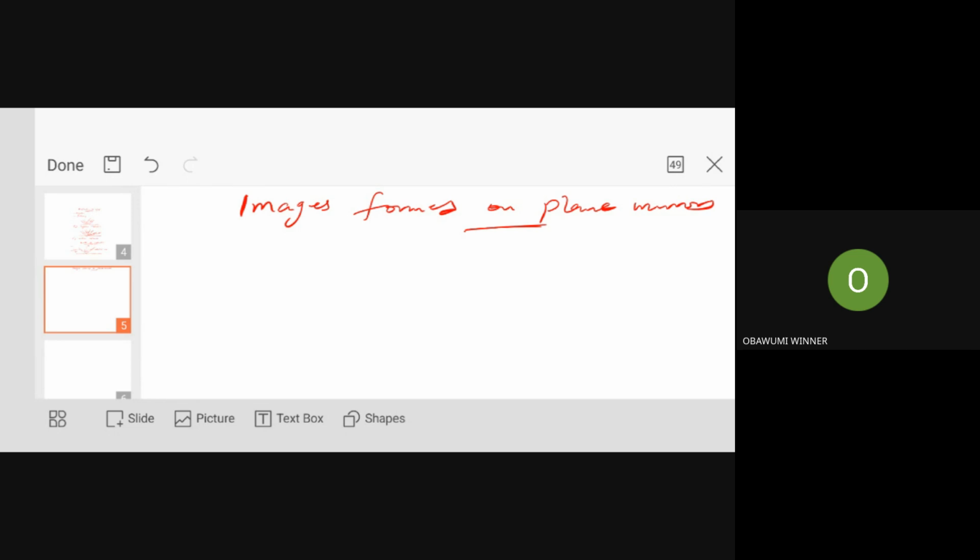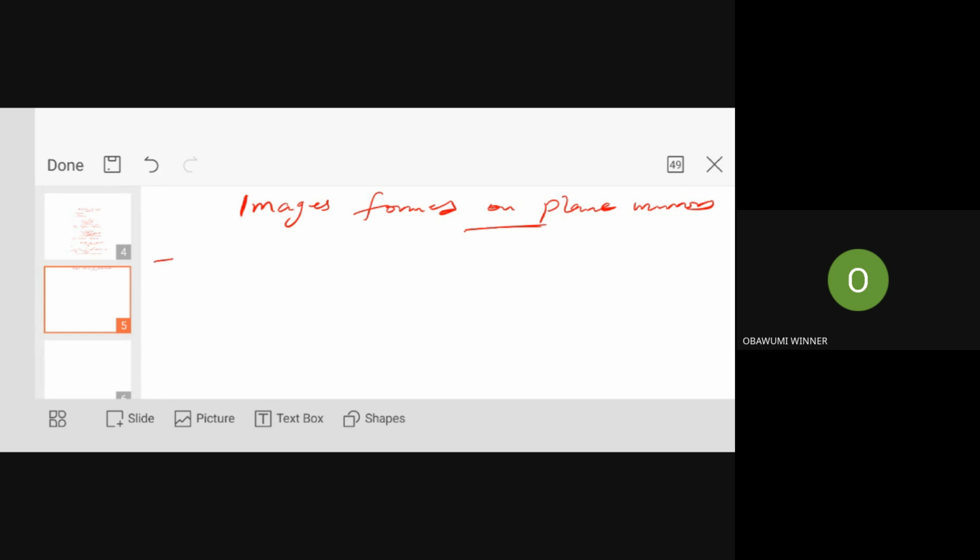All right. So we have a few characteristics of images that are formed on a plane mirror. So anytime you place a plane mirror, there are a few things you need to know about images formed on a plane mirror. The first thing is that the image formed on a plane mirror usually has the same size as the object. So if I keep an object before a plane mirror, the image formed is going to have exactly the same size as the object. All right. So that's the first characteristic.